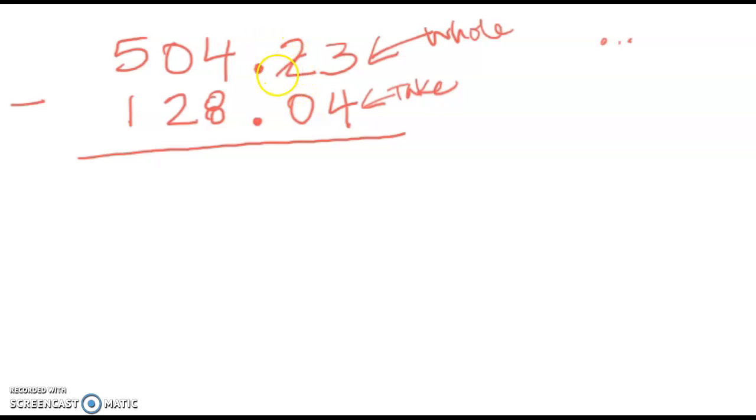So I'm going to take 1 and send it next door. I'm going to take 1 and put it with my hundredths. Now I have 13 hundredths. So I only had 3 before. Now I have 13. I know I can take away 4 from 13. That would give me 9. Now I have 9 hundredths.